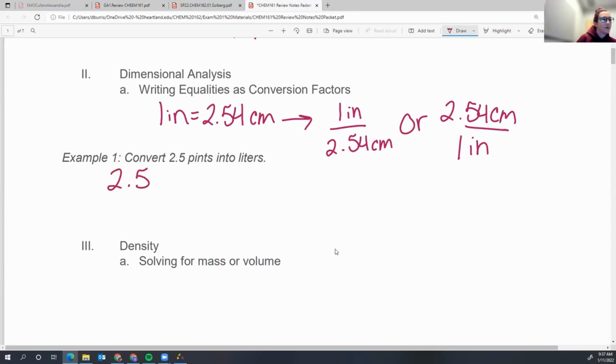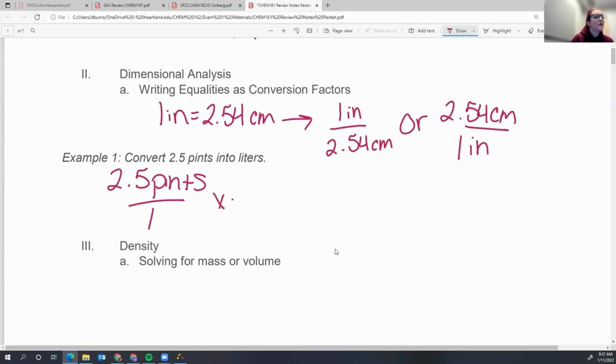So always start with the number in the problem, just 2.5 pints over an understood 1. The only time you would ever have something on the bottom if you are doing a conversion is if it's like grams per cubic centimeter, then you would put your grams unit on top and then 1 cubic centimeter on the bottom. Otherwise, it's just a 1 on the bottom.